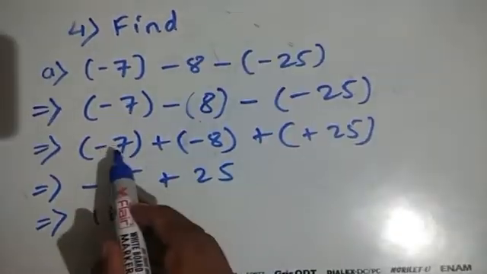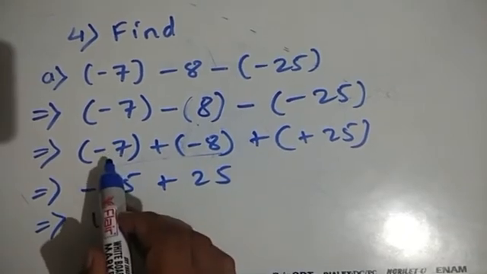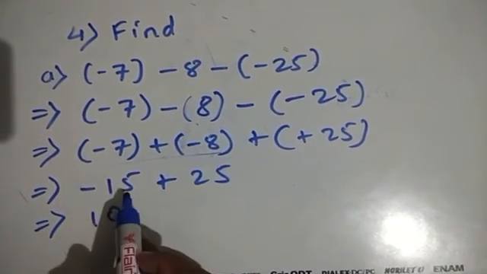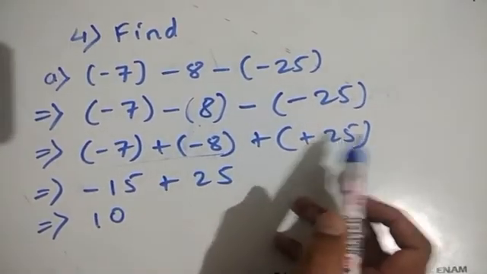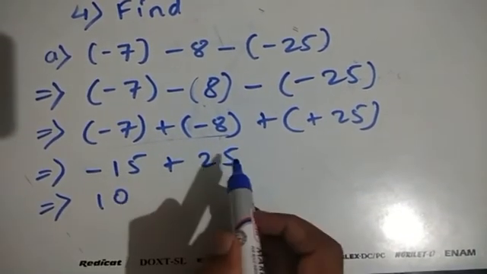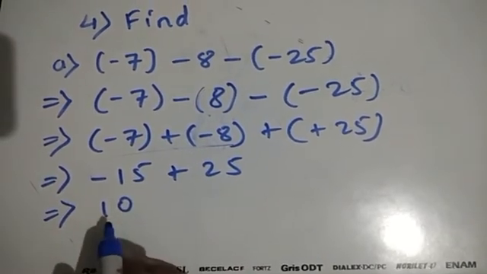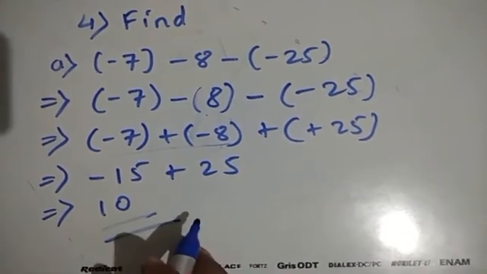Now here, first we will simplify this one. Minus 7, minus 8. Both the integers are negative, add them. 8 plus 7 is what? 15. And the sign will be minus. And here plus of plus 25 will be as it is. Okay, now here one integer is negative, another is positive. Again subtraction. 25 minus 15 is what? 10. It will take a plus sign as the greater number has a plus sign. What will be the answer? Plus 10 will be the answer.